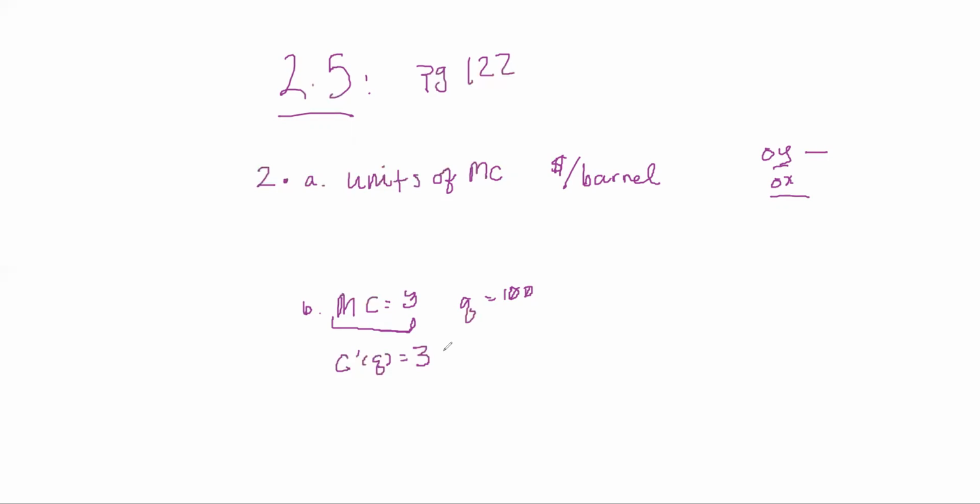Okay, so basically this is going to be the change in, this is change, right? We're calling this delta Y over delta X. So if X, or in this case Q, goes up by 1, then we're expecting the cost to go up by 3. So if 100 barrels costs so much, then 101 barrels will cost that much plus $3. So that extra barrel costs $3.